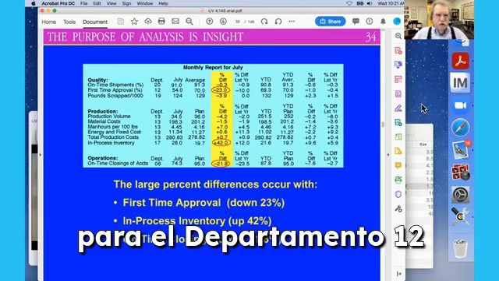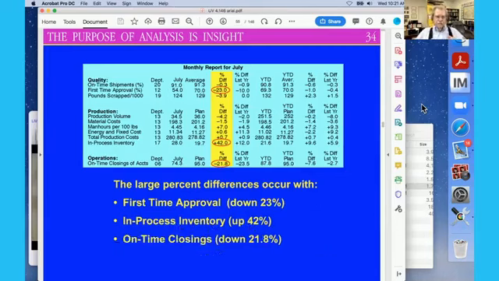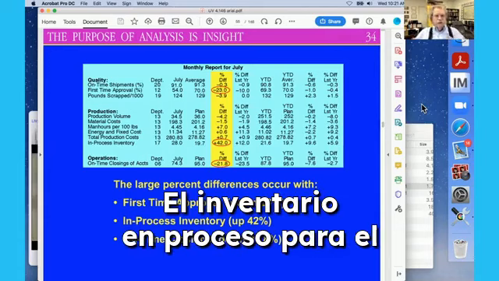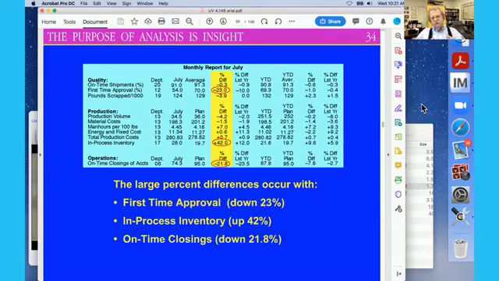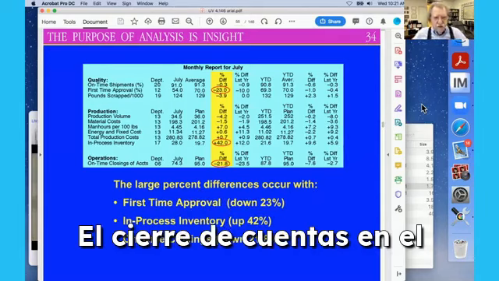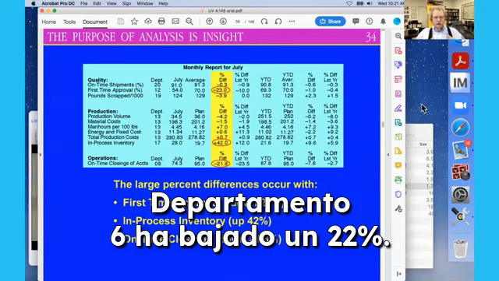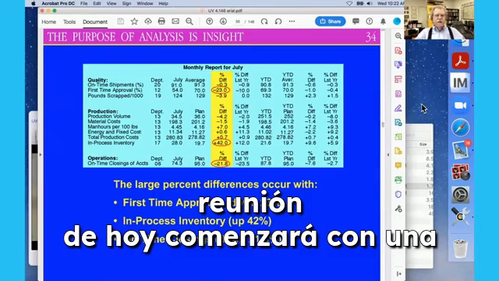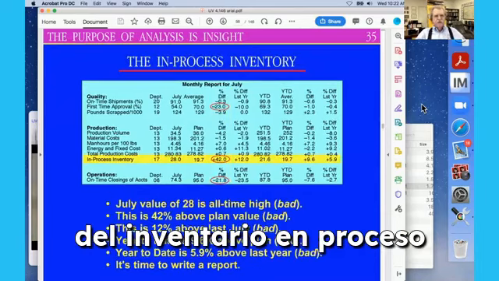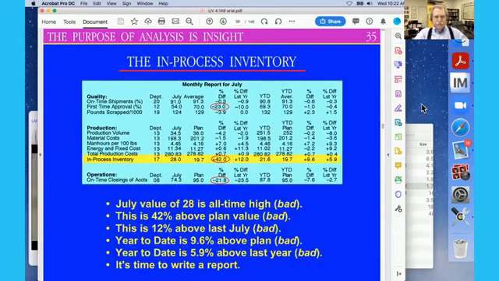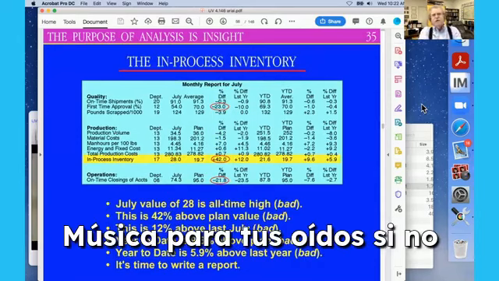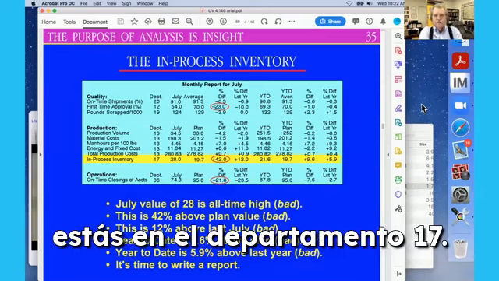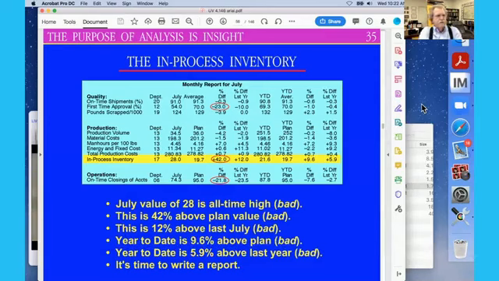First-time approvals for Department 12 are down 23%. In-process inventory for Department 17 is up 42%. On-time closing of accounts in Department 6 is down 22%. Now that we have our three contestants, the meeting today will begin with a discussion of the problems of in-process inventory in Department 17. Music to your ears if you're not in Department 17.